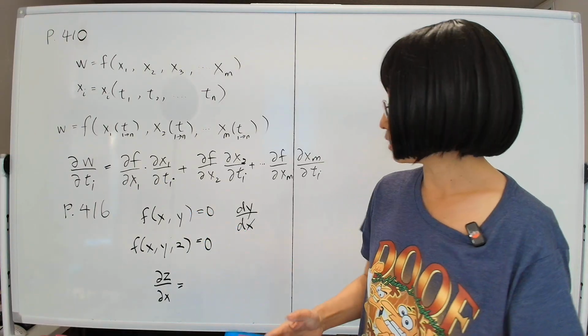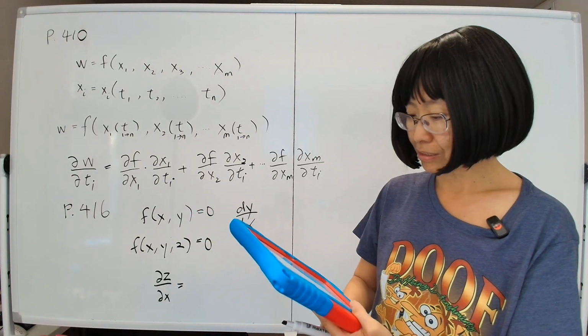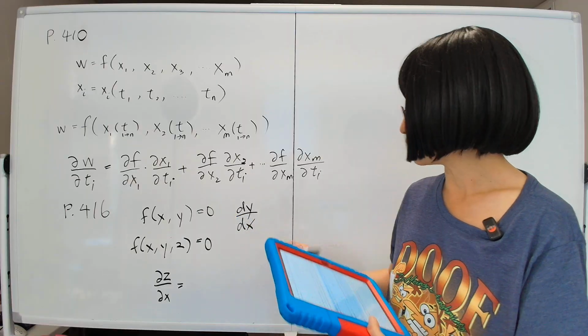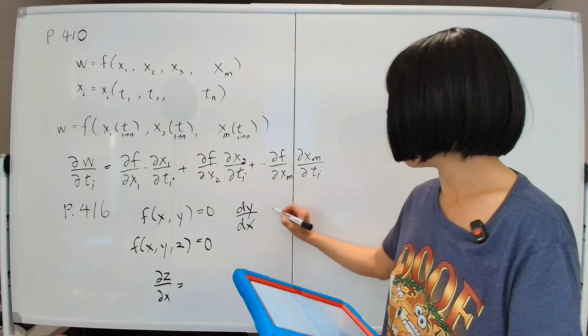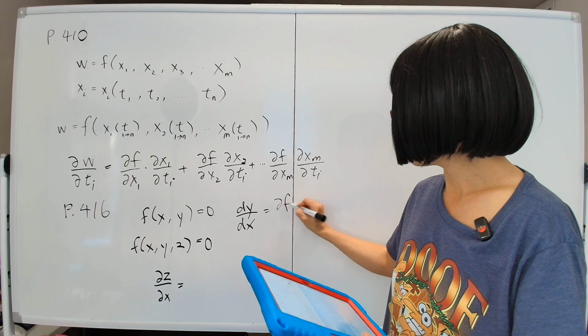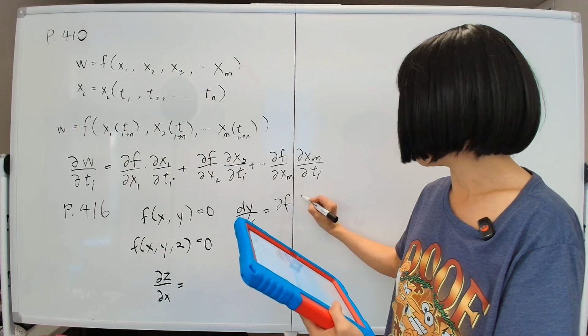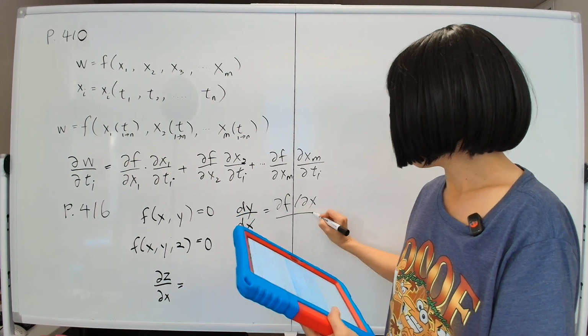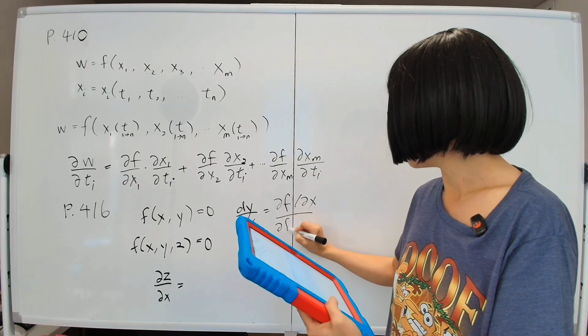First, let's prove the first one, which is dy/dx is equal to the negative of partial f. I should write it down. Is equal to negative partial f partial x divided by partial f partial y.